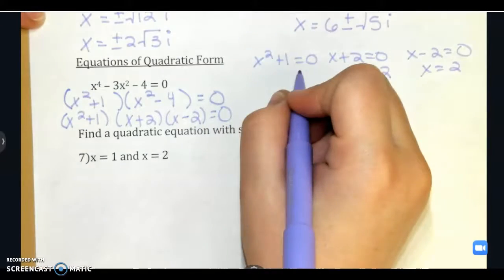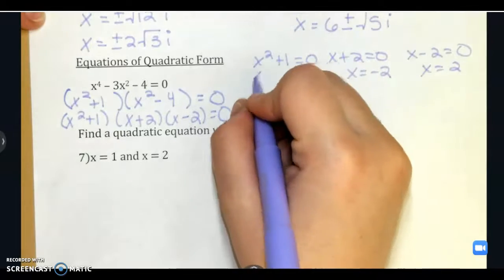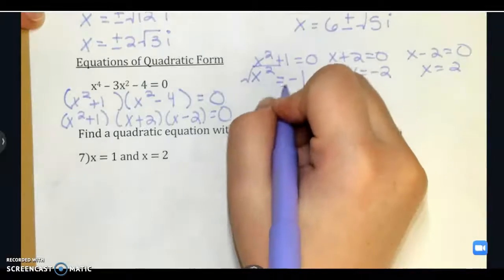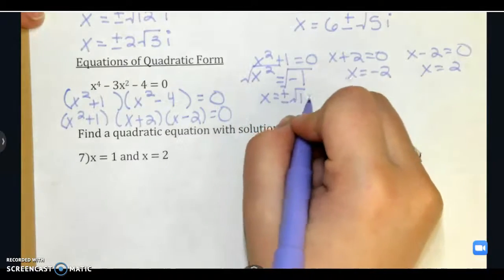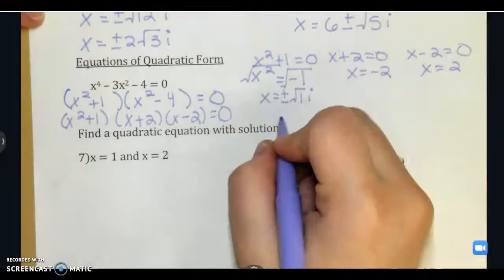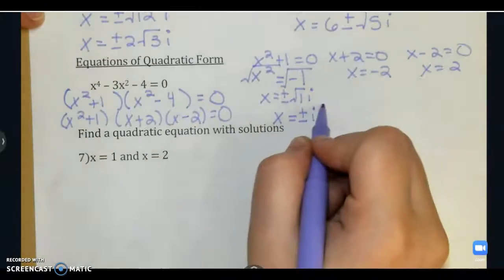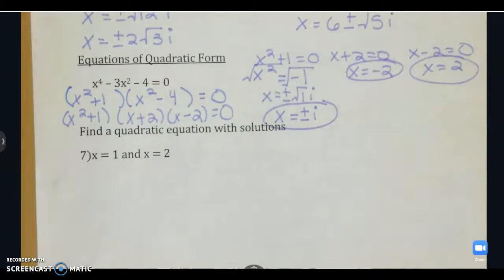Oh, and now here I have to take my square root method. So I'm going to move that 1 to the other side. And what do you know? I'm taking the square root of a negative number. So that's going to be plus or minus the square root of negative 1. The square root of 1 is 1, so this is going to be plus or minus i. So I have 1, 2, 3, 4 solutions.